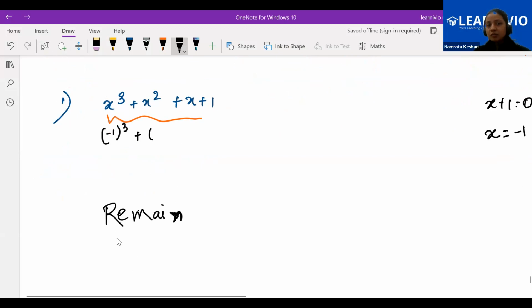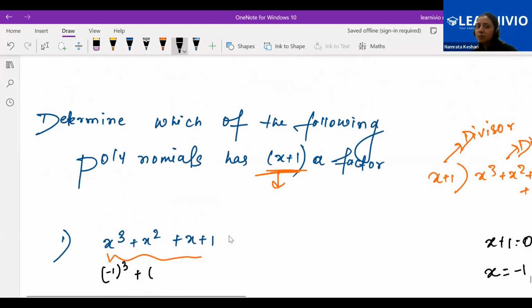Okay. So, do you know how to check whether the given polynomial is a factor or not? Do you know that? Yes, ma'am. Do you know how to check whether x plus 1 is a factor or not? How to check it? Do you know? No, ma'am. Okay, let's discuss it.